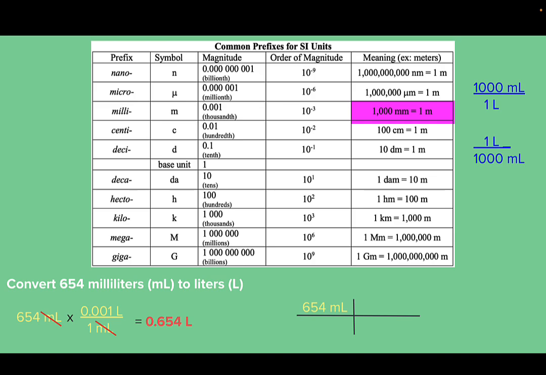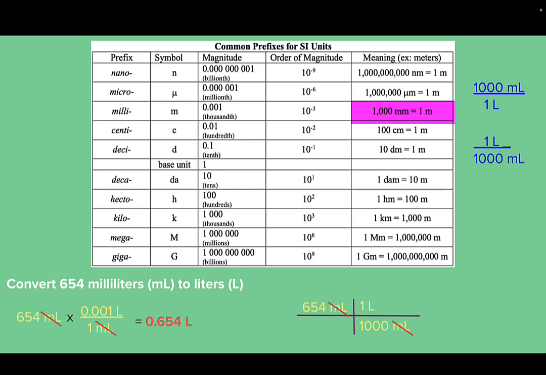Milliliters need to cancel, so I want to represent the conversion in this way, with 1,000 milliliters on the bottom and 1 liter on the top. If I put the conversion factor into the next section of the grid correctly, then the milliliters will cancel. Look here, 1,000 milliliters goes on the bottom, 1 liter goes on the top, and the units of milliliters cancel.